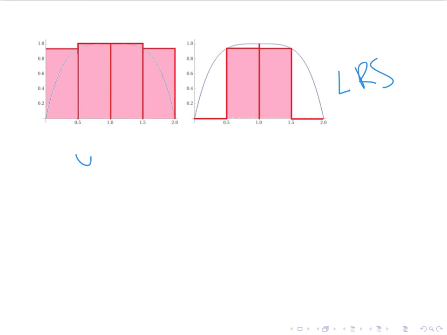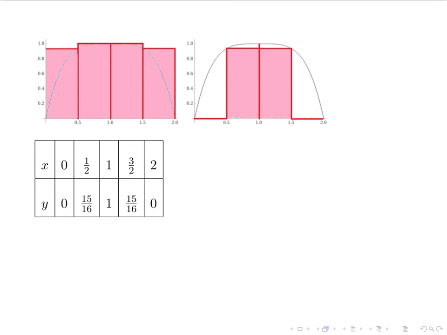And then if we're looking at our upper Riemann sum, then our first rectangle has a height of the higher value, which is at 0.5. So we have this guy. And then for both of our middle ones, the higher value is at 1. So they both have a height of 1. And then our right-hand side, or our fourth rectangle, has the height at x being 1.5.